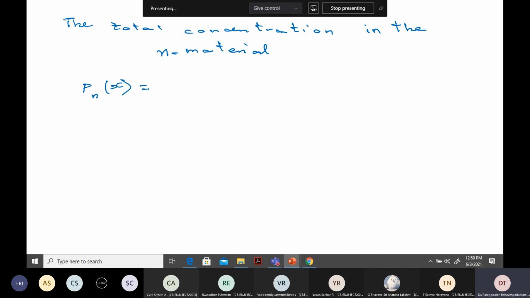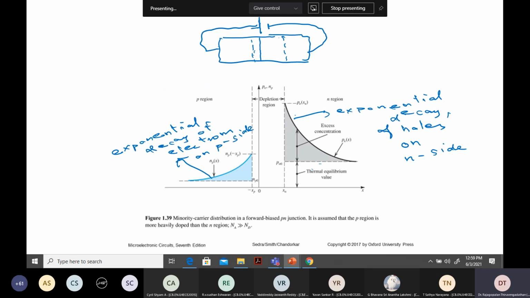Now remember this, you have already a starting Pn naught value. Now here is the deal. What you need to understand is very clearly, look at this picture. There is an exponential decrease. So what are the parameters that can come into the picture? Definitely e power minus x, and then that has to supplement with the xp.